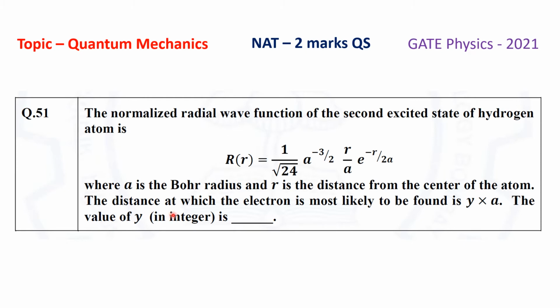The distance at which the electron is most likely to be found is y times small a. The value of y in integer is, so basically you have to find the value of y such that the electron is most likely to be found at the distance y times a, where a is the Bohr radius. So let us see how to solve this problem.